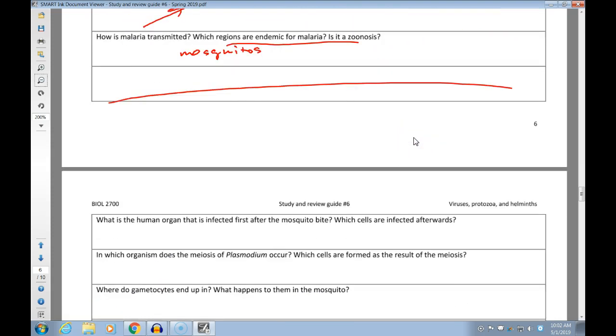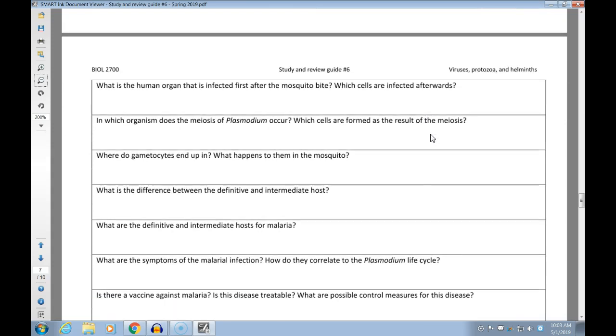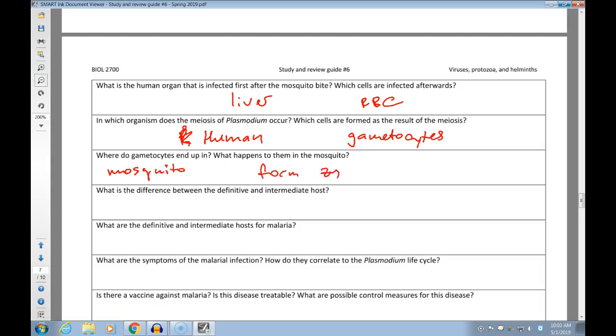First, after a mosquito bite, liver. Red blood cells are infected in the blood. Red blood cells, not white blood cells, not platelets, red blood cells. Meiosis occurs in the human. Gametocytes or gametes, doesn't really matter. Gametocytes end up in the mosquito. They form a zygote.